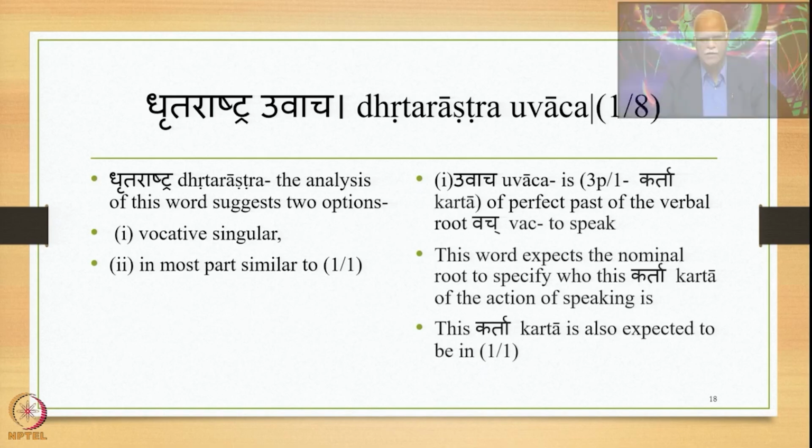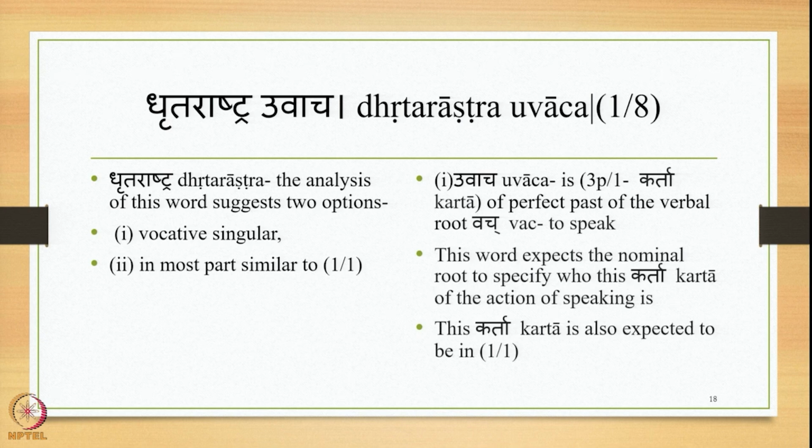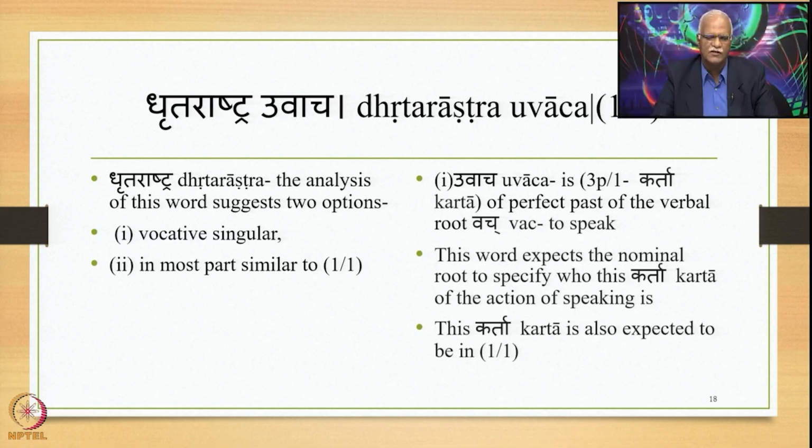Let us now take another example. The next sentence in Srimad Bhagavad Gita, Dhritarashtra Uvacha. So, what could be the possible analysis of both these words? Dhritarashtra can have at least two explanations. The first one is that Dhritarashtra is the vocative singular of the word Dhritarashtra. And the second explanation is that this is in most parts similar to 1/1 of the word Dhritarashtra.